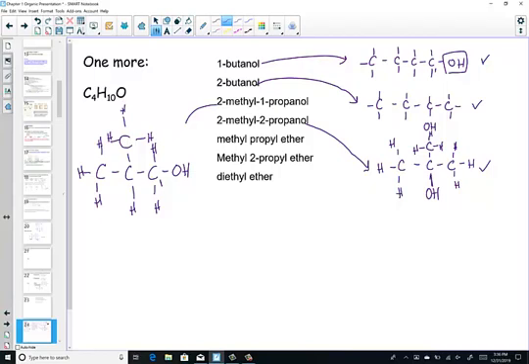Then we could start making ethers. We could make the oxygen become part of the chain itself. CH3O, CH2, CH2, CH3 completes the requirements, so C4H10O. That is methyl propyl ether.